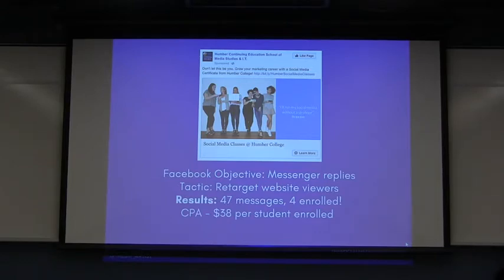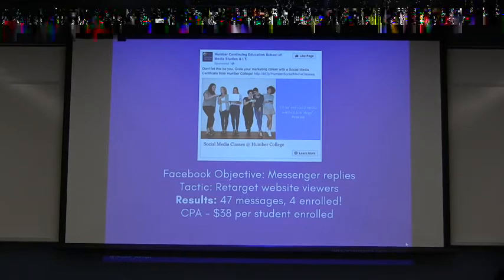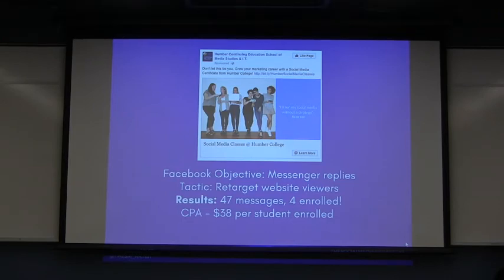So the result was I got 47 messages. Now, some of these messages were going to be useful, some of them were not. Some of them were, "Hey, I'm interested in photography, can you lead me to the right person?" Which is great for Humber, because it got them more exposure, and they had that one-on-one experience where they talked to a real human to guide them to a program that they liked. And the result, I actually enrolled 4 people, which was amazing because my class ran and now I'm teaching.